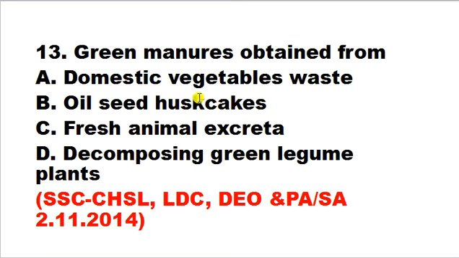Green manures are obtained from domestic vegetable waste, oil seed husk cakes, fresh animal excreta, decomposing green legume plants. This is undecomposed material, it is not decomposed, obtained from the decomposing green legume plants. How can we obtain this green manure? By growing a green manure crop, usually belonging to the leguminous family, and incorporating it into the soil after sufficient growth. So this is green manure.